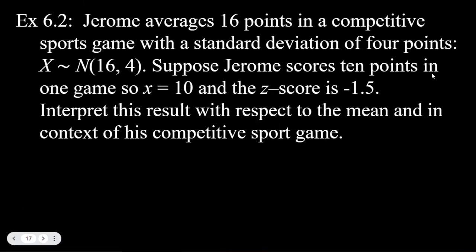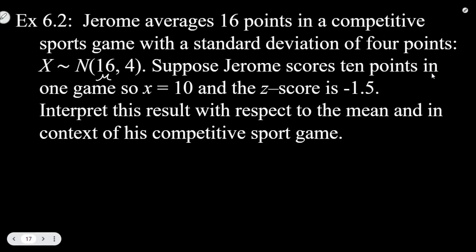Looking at example 6.2, Jerome averages 16 points in a competitive sports game with a standard deviation of 4 points. So again, when we put that in our notation, there's your mean, his average, and there's his standard deviation of 4. Suppose Jerome scores 10 points in one game. So in other words, x equals 10. And already calculating it for us, the z-score is negative 1.5.